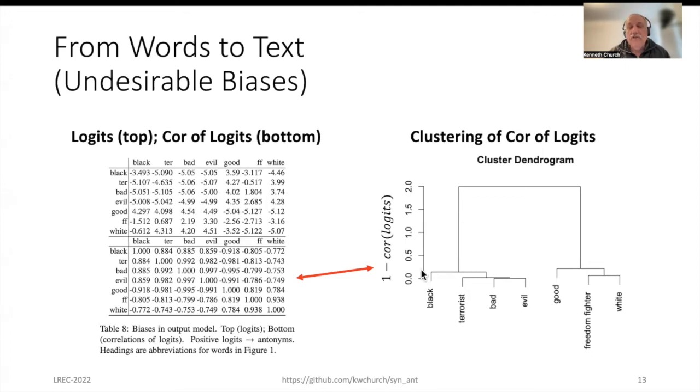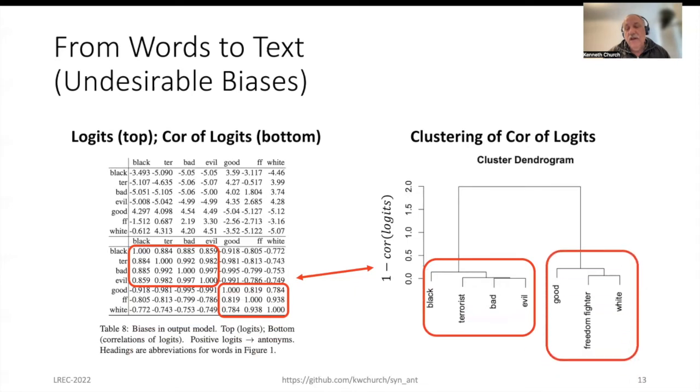And then the right is showing clustering of the correlations of the logits. One of the things you can see here is that there are large values in these two blocks, and those show up as these clusters. And so it's clearly somehow learning these undesirable biases.